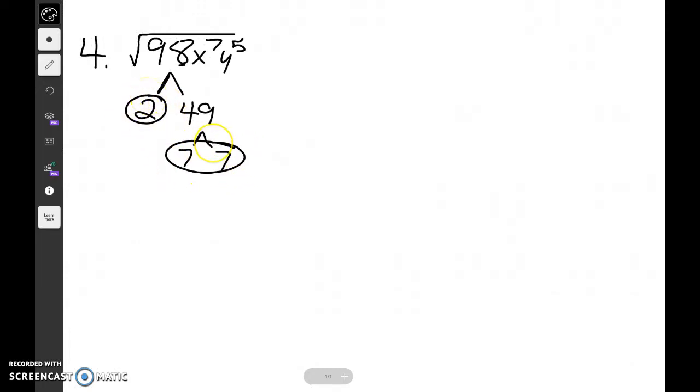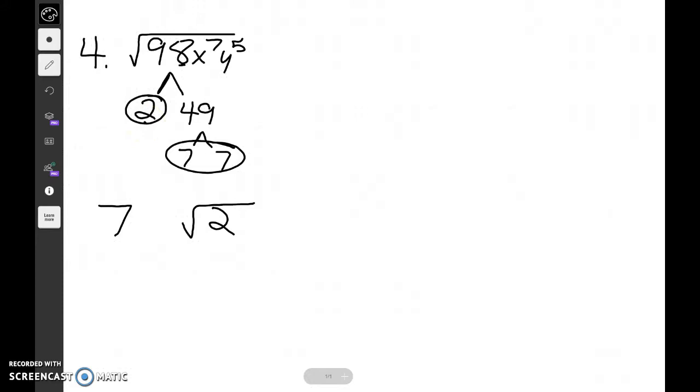So when I look at this, I have a 2 that's by itself, and then I have a pair of 7s. So what that means is I'm going to have a 7 on the outside. I want to leave a little space here for my x and my y, and then I'm going to have a 2 on the inside with the radical. So I'm going to have a 7 on the outside, and since there was only one 2, that 2 is going to go on the inside.